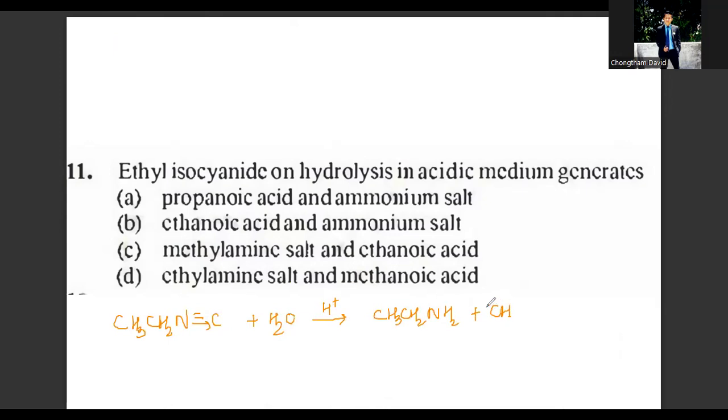It will not be acetic acid, it will give rise to formic acid, HCOOH. So the answer to 11 will be ethylamine salt and methanoic acid is formed. Correct answer will be D. Question number 12.